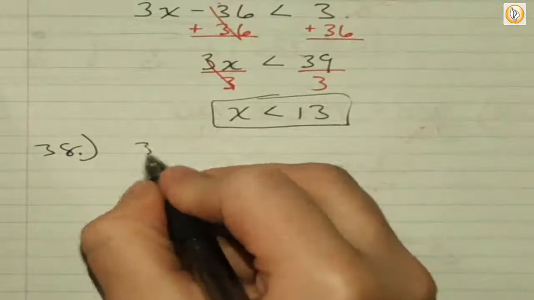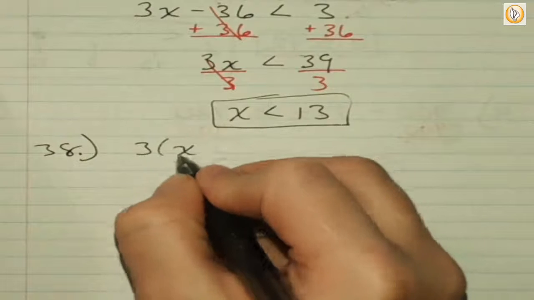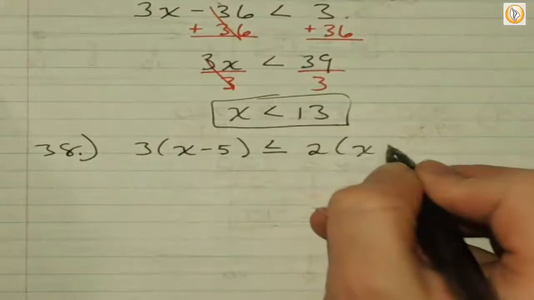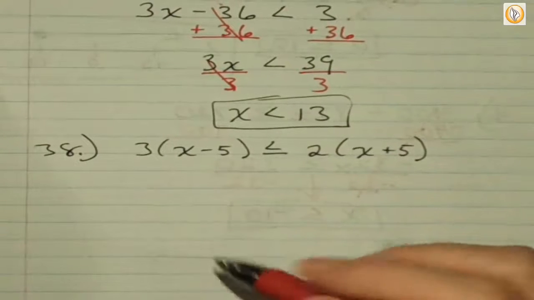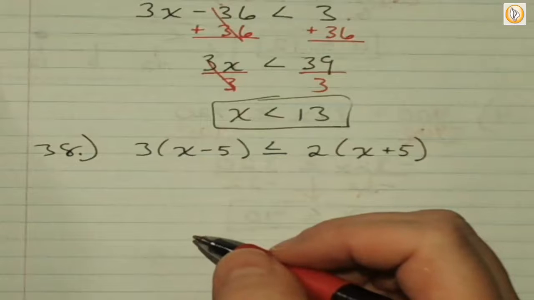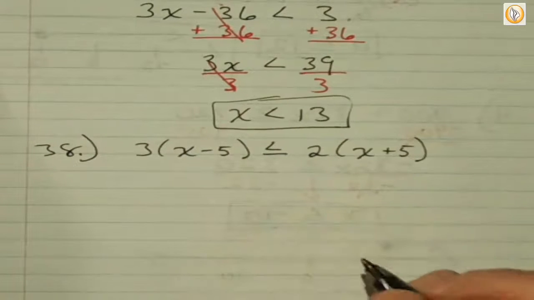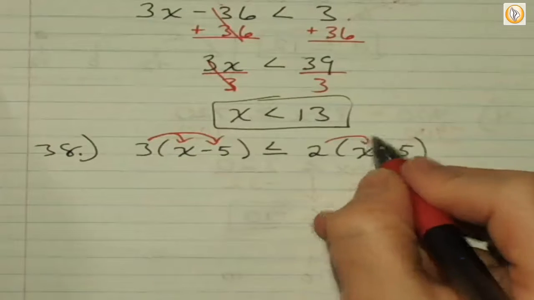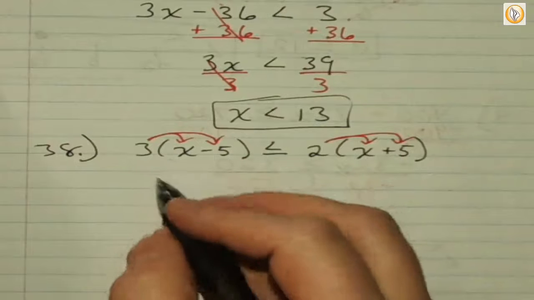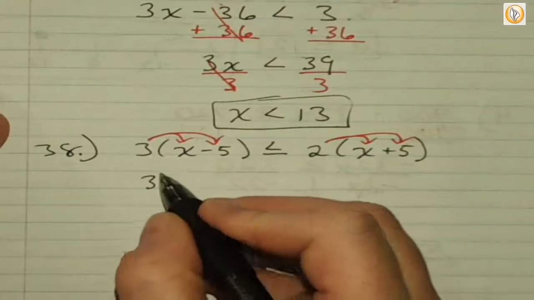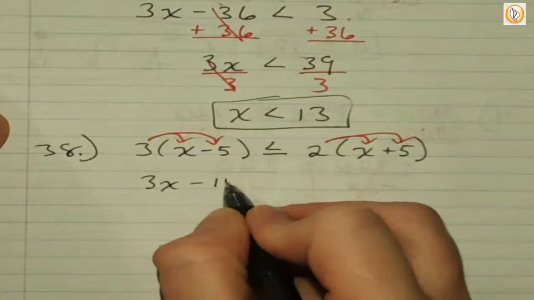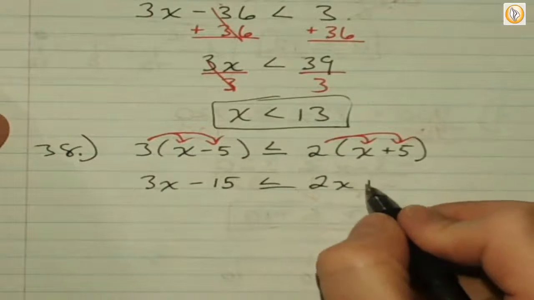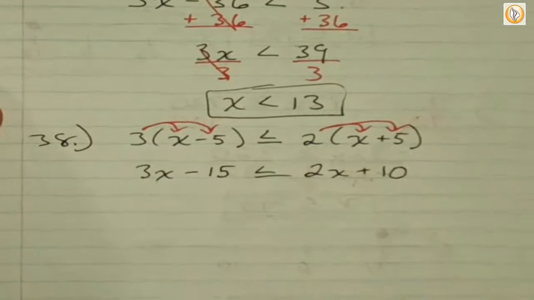Number 38. 3 times x minus 5 less than or equal to 2 times x plus 5. Okay, so first you're going to multiply 3 by x and 3 by negative 5, and then 2 by x and 2 by positive 5. Perfect. 3x, negative 15, less than or equal to 2x, plus 10. Very good.